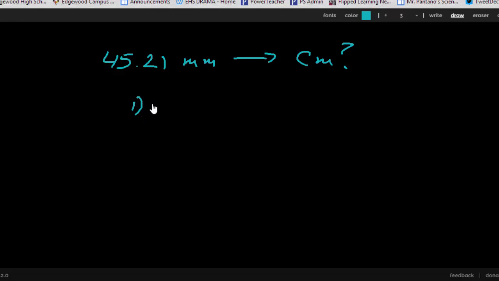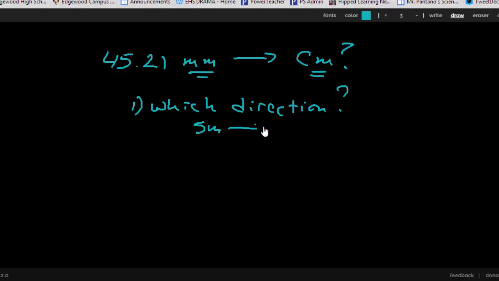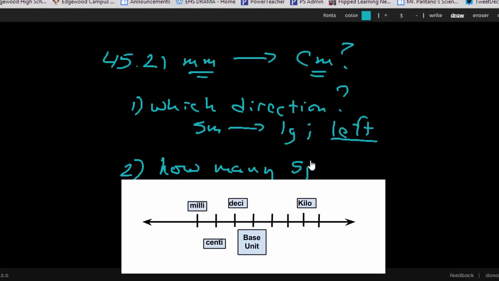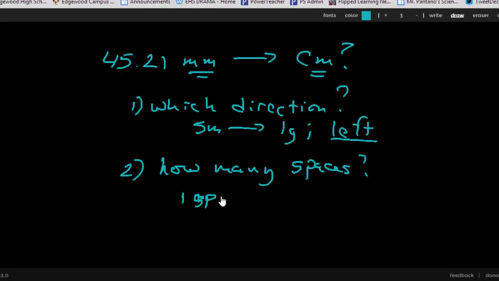What are our questions? First question is, which direction do I move the decimal point in? So I'm going to look at my two measurements, and I'm going to say, okay, I'm going from milli to centi. Well, millimeters is smaller than centimeters, so I'm going from small to large. When I go from small to large, that means I'm moving it to the left. That's the first question. Second question is, how many spaces? So now I'm going to look at my number line again, and I'm going to see, okay, centi is here, milli is here. They're 1 space apart from each other. So that's just 1 space.